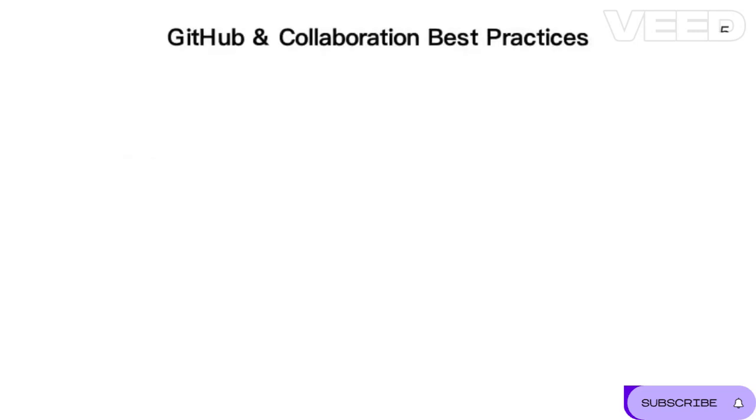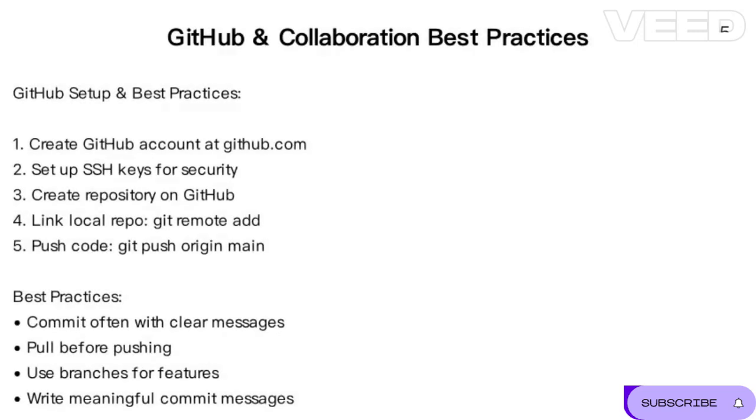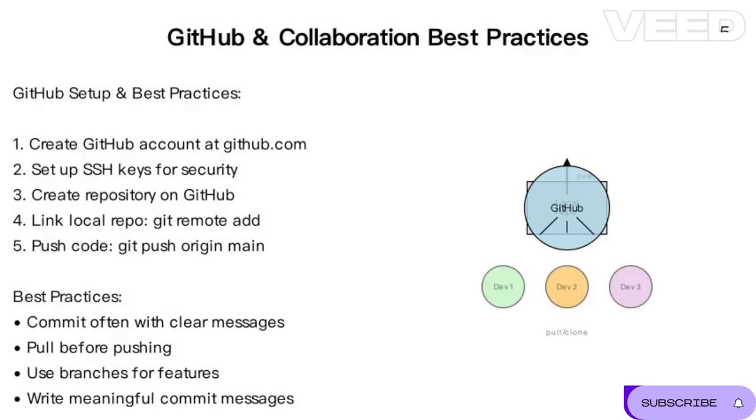To use GitHub effectively, first, create an account and set up SSH keys for secure authentication. Create a repository on GitHub. Then link your local repository using git remote add origin. Push your code with git push origin main.